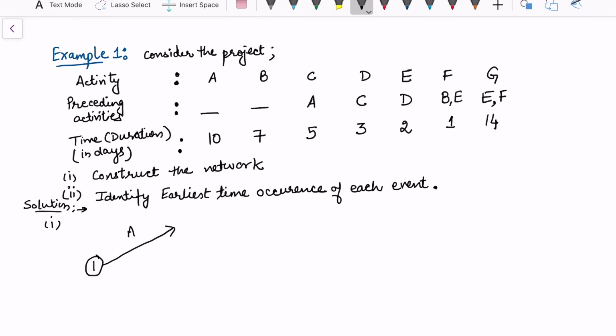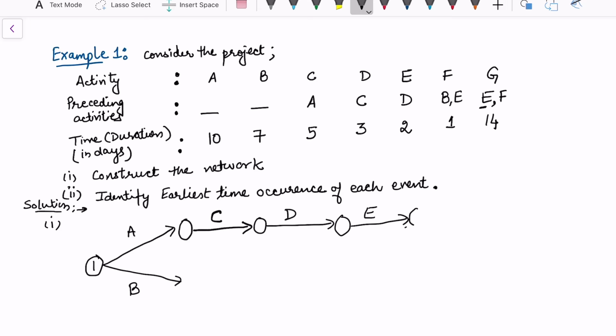So this is the activity A and this is activity B, and C can start where A is finished. So I'm going to start the activity C. D has a predecessor C, so D will start from this. E has a predecessor D, so E will start from this one. Then it says F can start when B and E are finished. So I can finish B here, but I also require E separately.